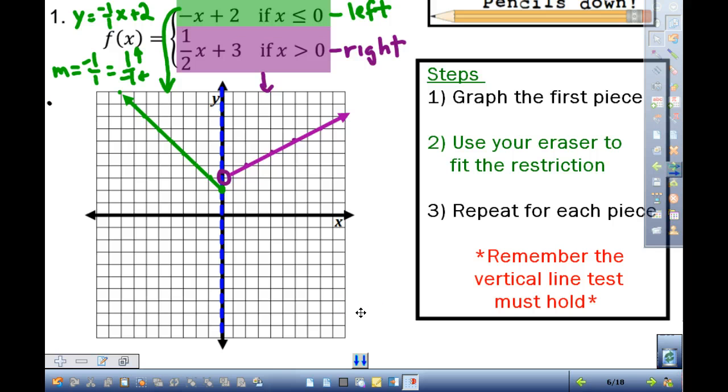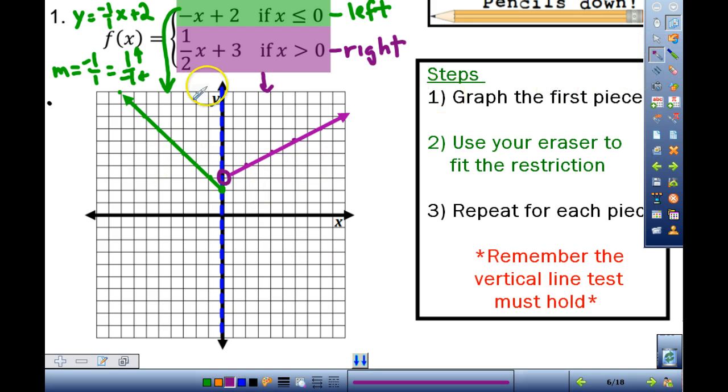There's a completed problem. So several steps. Draw the boundary line, and then draw the left. I usually graph them from left to right, but it doesn't really matter what order you go in. The graphing part is all review, how to graph negative x plus 2 and how to graph 1/2 x plus 3. That's all review. Sometimes you'll have to move the negatives so you graph on the correct side of your boundary line. You have to know that negative 1 over 1 is the same as 1 over negative 1.